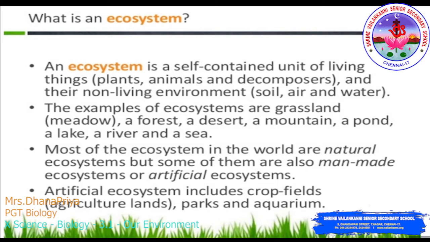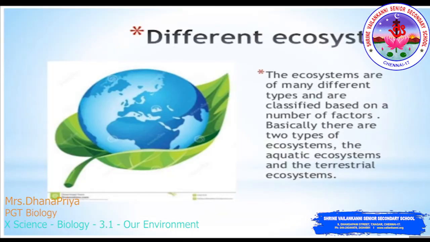Most of the ecosystems in the world are natural ecosystems, but some of them are also man-made, that is, artificial ecosystems. So an artificial ecosystem includes crop field, agricultural land, park and aquarium. So now we see the different types of ecosystem.